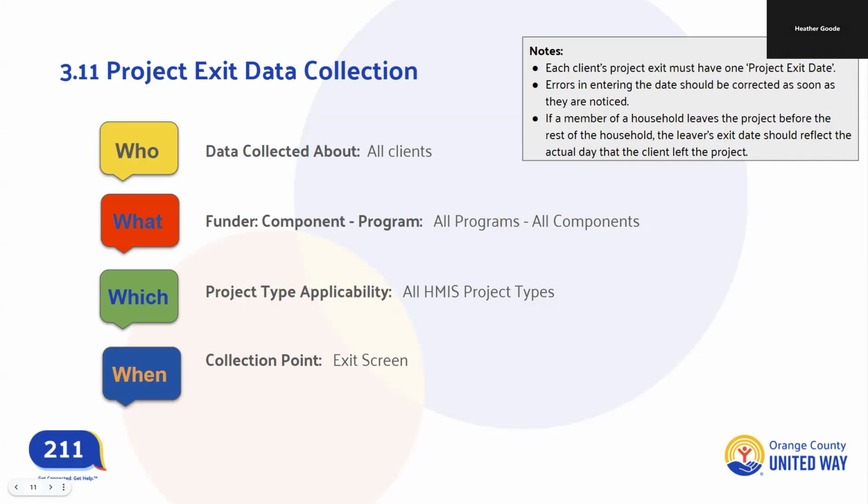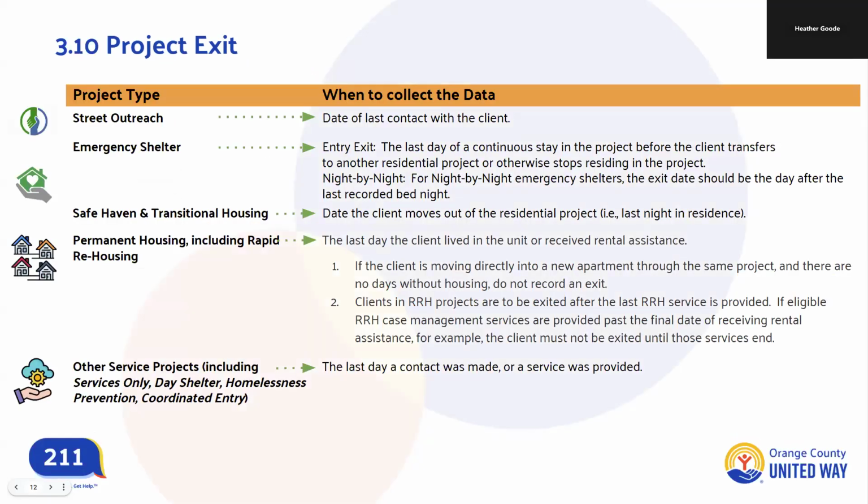And if a member of the household leaves the project before the rest of the household, the leaver's exit date should reflect the actual day that the client left the project. So like project start, the project exit element is collected differently depending on the project type. For street outreach, it's the date of last contact with the client. For emergency shelter entry exit, it's the last day of a continuous stay before the client transfers to a different residential project or stops residing in the project.